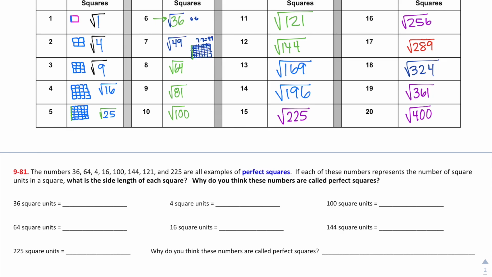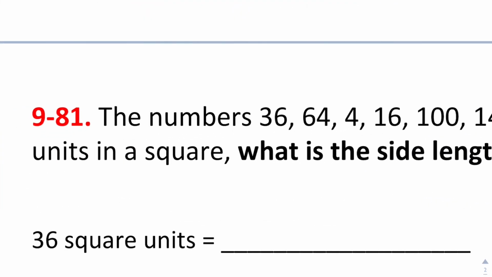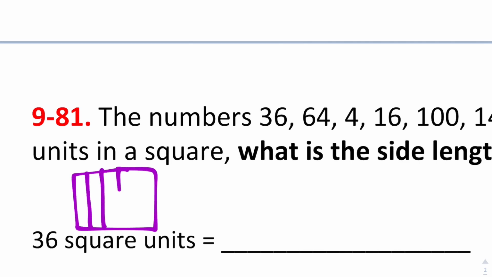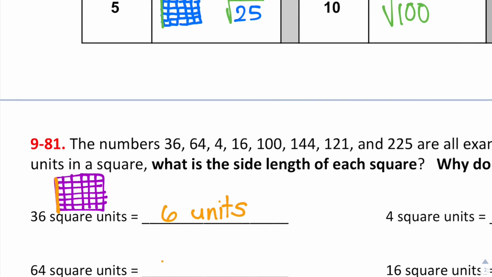Okay, so why do you think these numbers are called perfect squares? So this is saying if you have a total of 36 units, okay, so 36 square units, that means I'm going to have 1, 2, 3, 4, 5, 6, 1, 2, 3, 4, 5, 6. There's 36 square units. What's that side length here? That side length is 6 units, because 6 times 6 is 36.